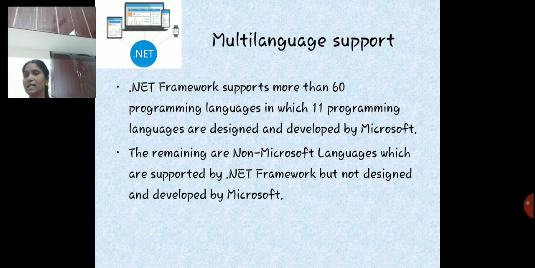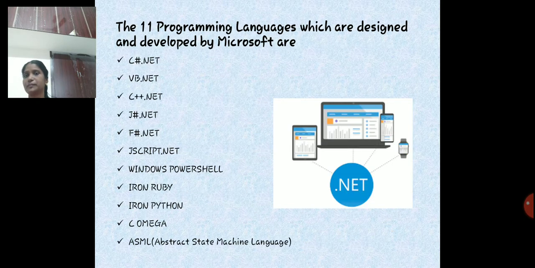Now it is multi-language support. As we always say, the .NET framework supports more than 60 programming languages, in which 11 are .NET supported. Actually, it is developed by Microsoft, and the rest of the languages are non-Microsoft supported languages. That is, it is not designed or developed by Microsoft, but are supported by .NET framework.